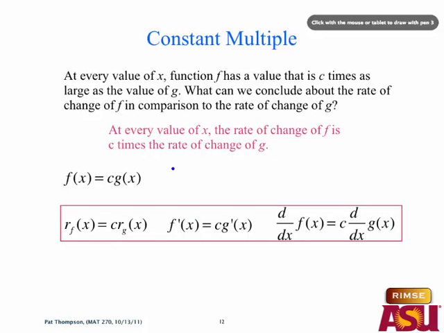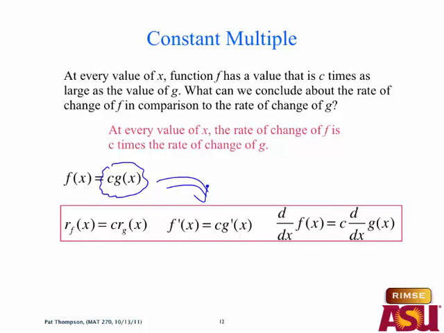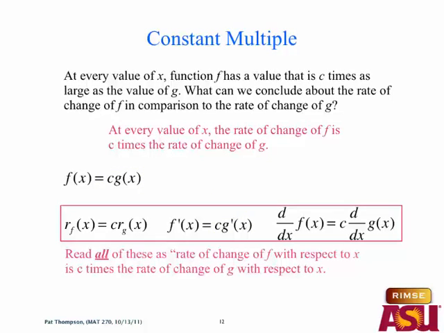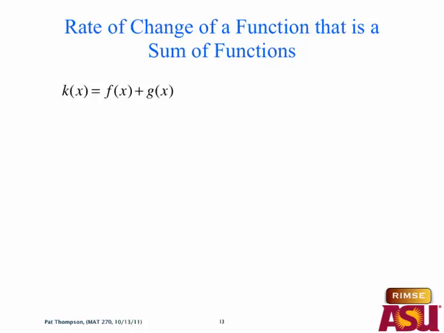So when you have a constant by itself, its rate of change is 0. When you have a constant times a function, you essentially take the rate of change of the function and hold on to the constant. That's what we're saying. Again, the rate of change of F with respect to X is C times the rate of change of G with respect to X. Okay, so we've got 3 rules now.